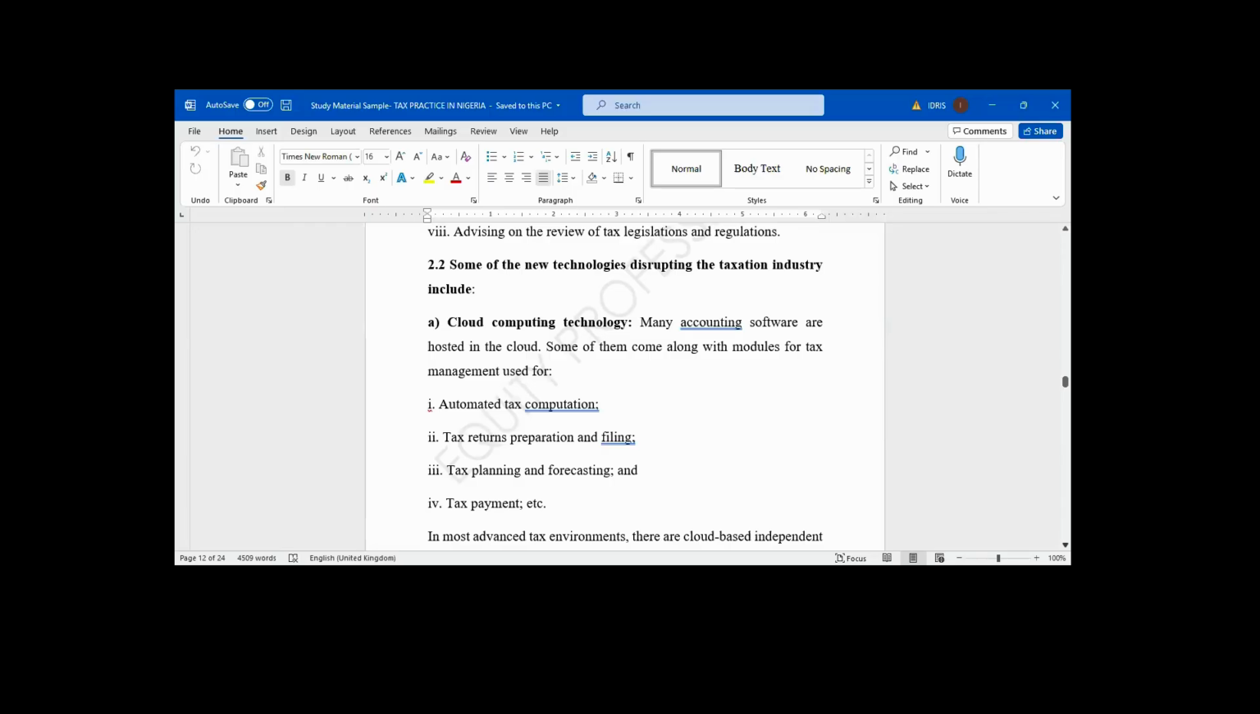Before TaxPromax, taxpayers normally filed returns manually. That means paper returns. They would go and collect some forms, fill them, and attach their audited accounts. The tax authority would even say, I need 4 copies of the audited accounts.